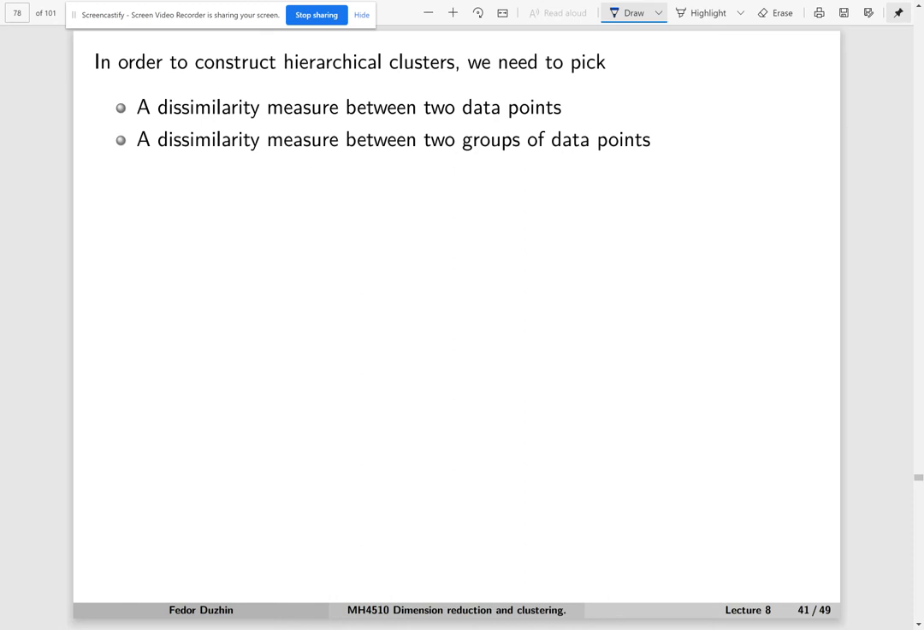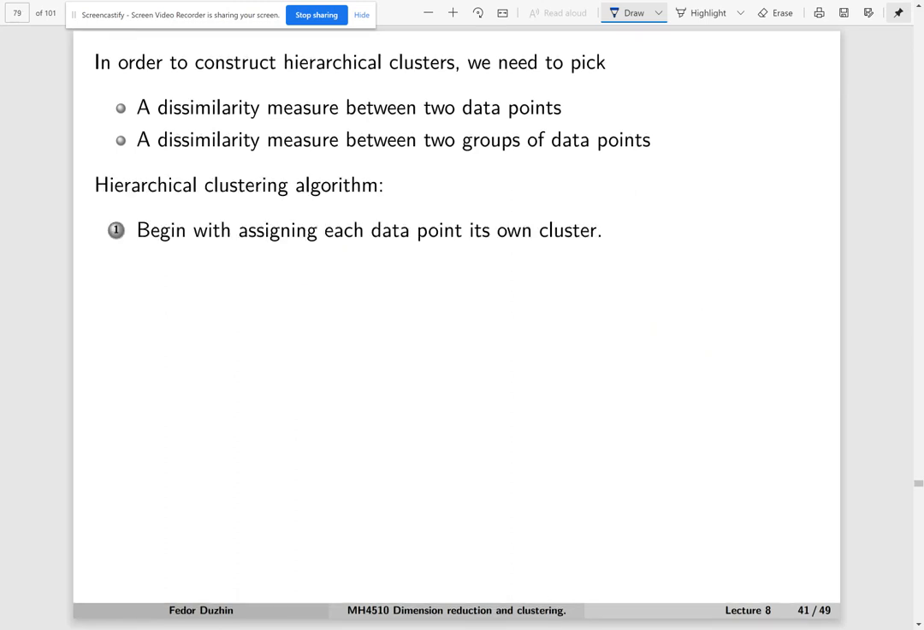Now, in order to construct these hierarchical clusters, we need to pick 2 things. The first is a dissimilarity measure between data points, and the second is a dissimilarity measure between 2 groups of data points. For 2 data points, how dissimilar are they? For 2 groups of data points, how dissimilar are they exactly? And the algorithm goes like this.